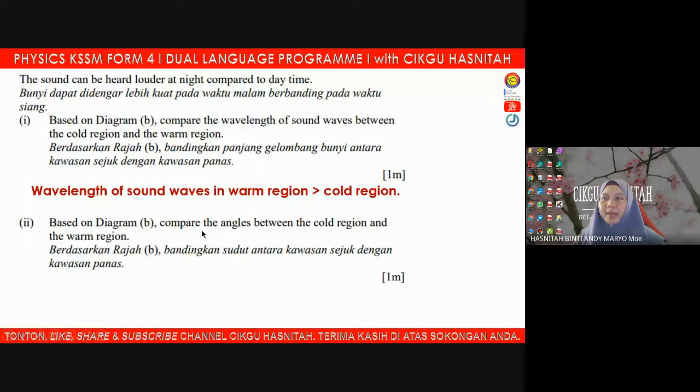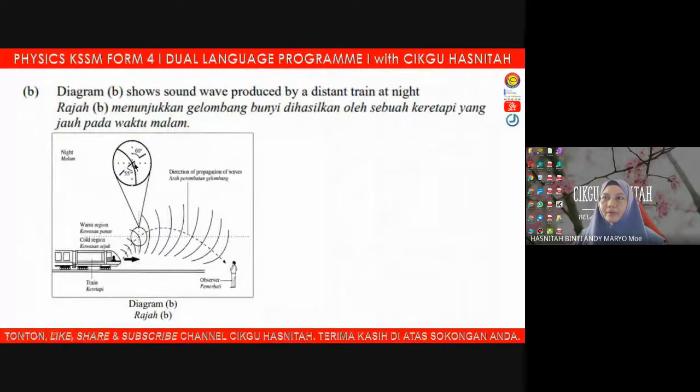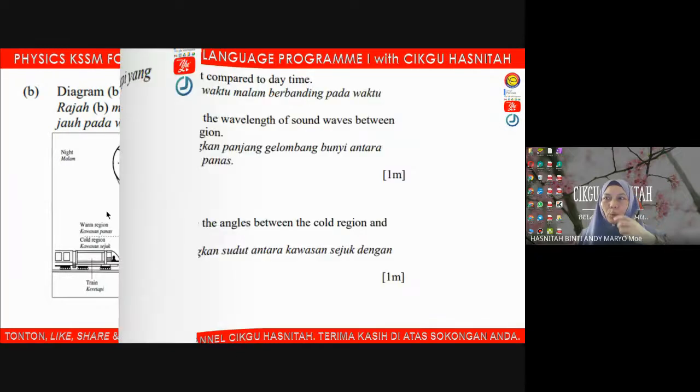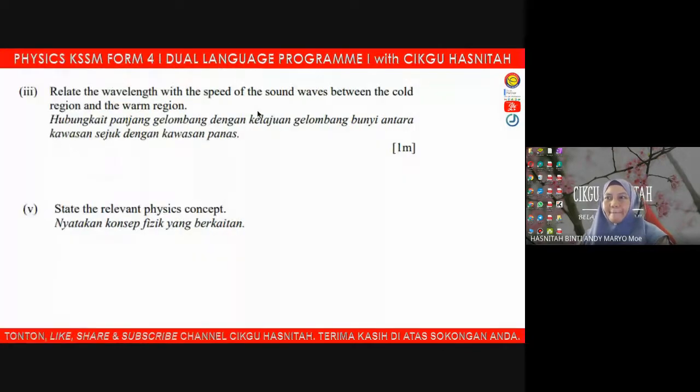And then compare the angle between the cold region and warm region. So you can see from the angle given here. This is the angle in the cold region, and this is the angle in the warm region. So obviously, in the warm region, the angle is greater, 60 compared to 55 in the cold region. So we say the angle in the warm region is greater than in the cold region. Okay. And then what's next?